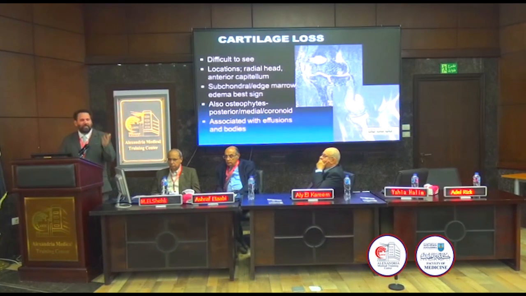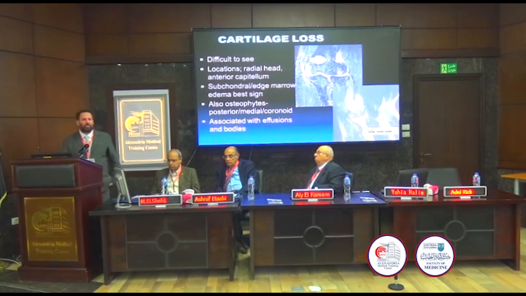So the 2 places it occurs are the anterior aspect of the capitellum. Remember, we said all capitellum disorders, with one minor exception, are anterior. So cartilage loss is going to be anterior. And the radial head. Really, if you look at 100 arthroscopy reports, 99 of them are going to have cartilage loss in those 2 locations.